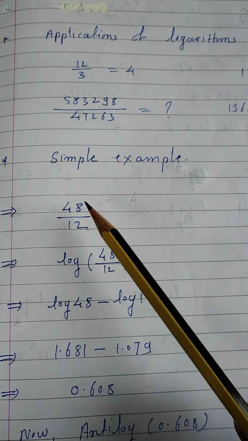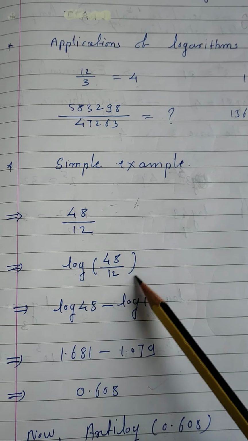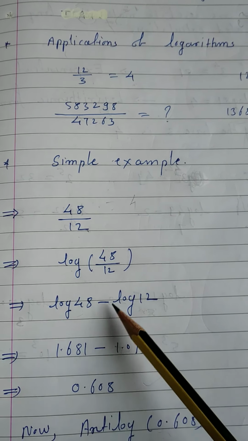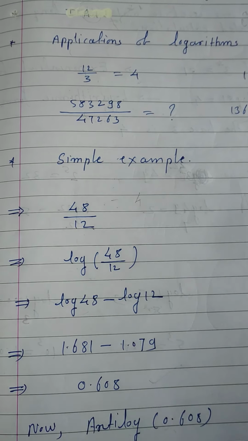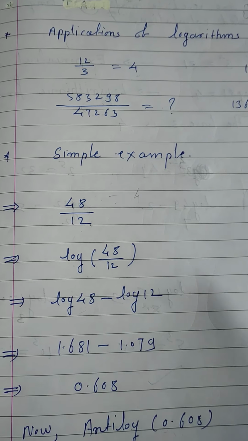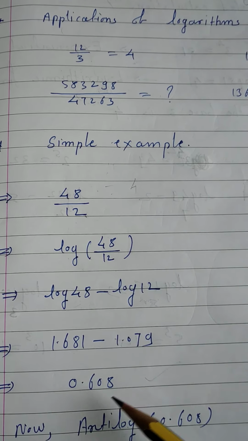Now we have to apply the log first. So log of 48 upon 12. So this is the quotient law. So it will be log of 48 minus log of 12. If you see, that's why we have done indices first. Unless and until we complete the indices, you won't be able to apply the laws over here. So these are the laws of logarithm that we will see next.